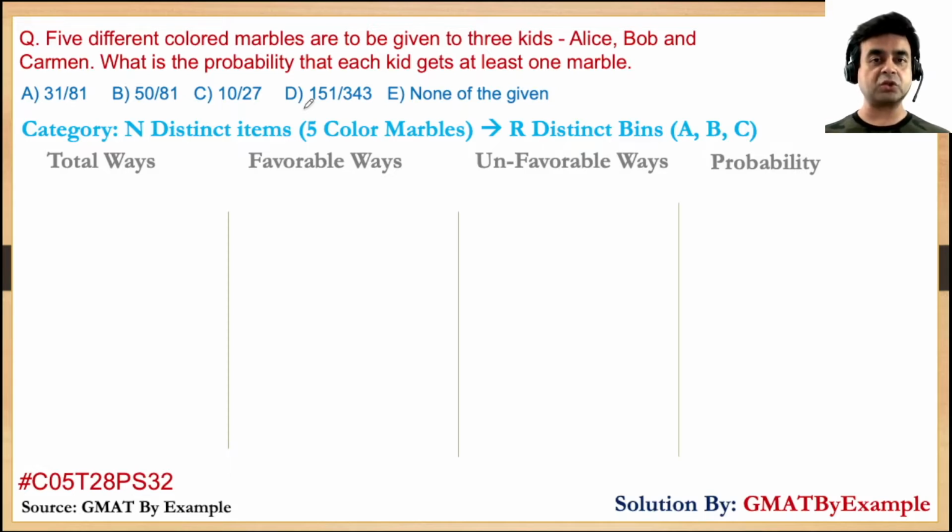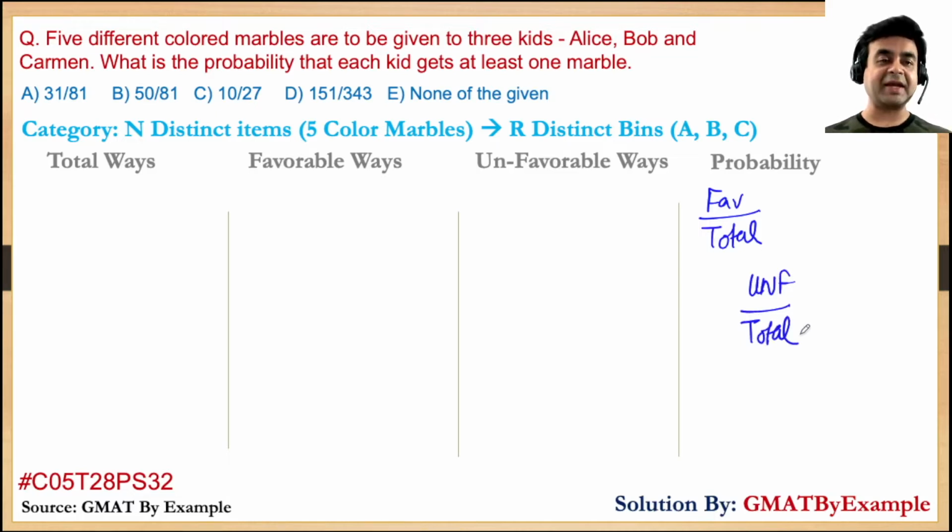So the way you can solve this problem in terms of strategy is two ways. One is you take the favorable outcomes and divide by total outcomes, and that will give you the probability you are looking for. Favorable in this case means one marble to each kid. The other possibility is you take the unfavorable outcomes divided by the total number to get the probability of unfavorable events and then subtract it from 1, because favorable plus unfavorable would be equal to 1, to get your probability. And we are going to solve this question by both methods.